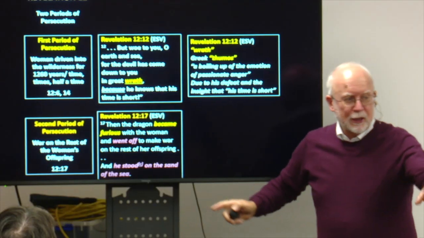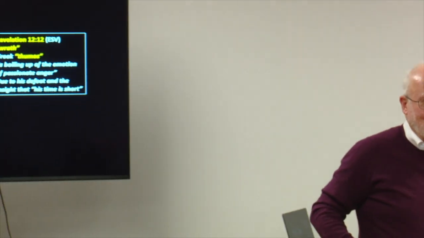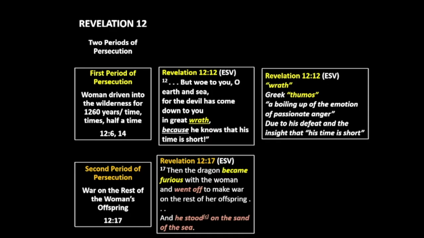Now, I'm not trying to turn you into Greek speakers, but I'm just wanting to whet your appetite here. Because thumos in Greek is a boiling up of emotion. It's when you suddenly get absolutely filled with anger. It just boils up inside you. It's an instantaneous response to something. We clear on this? So in chapter 12, the dragon, this is what he's experiencing. This boiling up of emotions, fury, anger. Why? Because he knows his time is short.